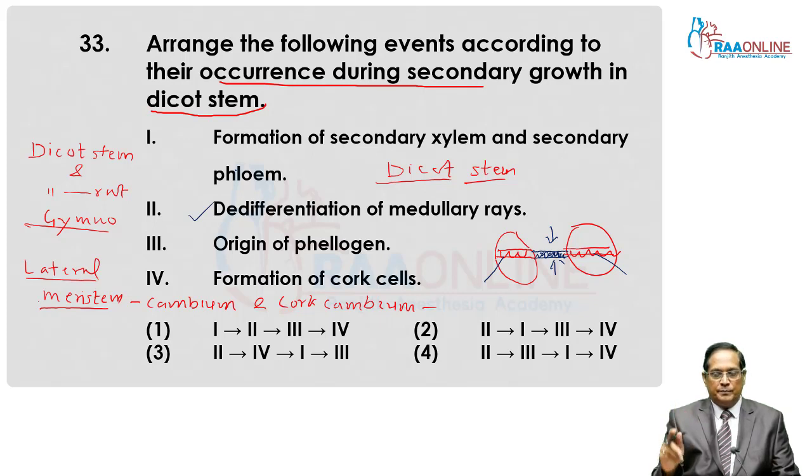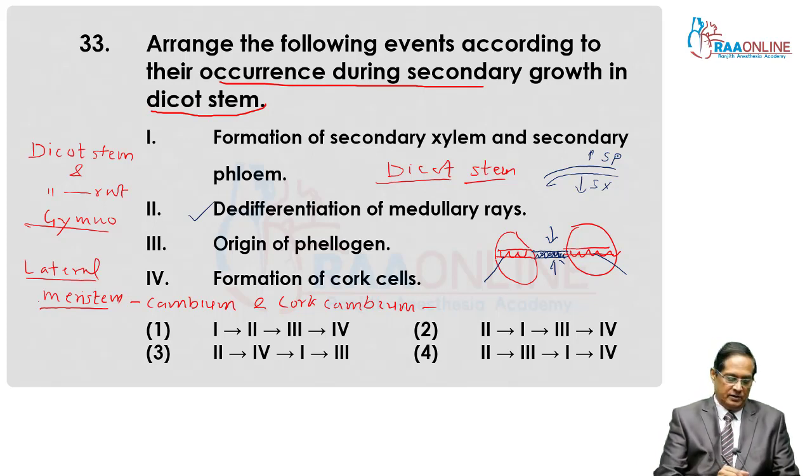After the completion of the cambium ring, new tissues are formed on both sides: towards the inner side secondary xylem, towards the outer side secondary phloem. So the second event after the formation of the cambium ring is the formation of secondary xylem and secondary phloem.